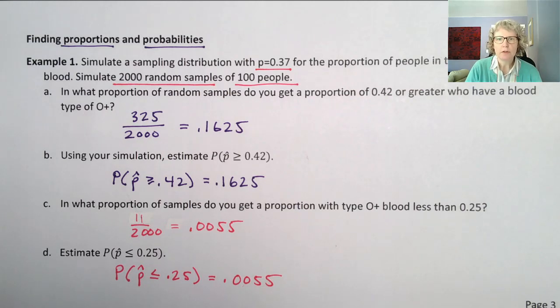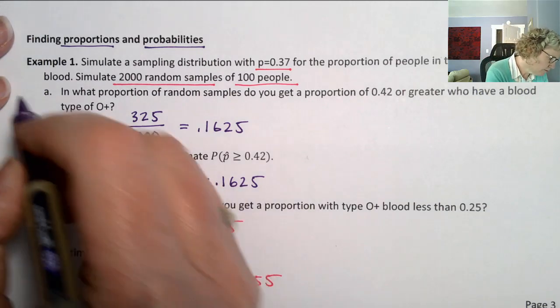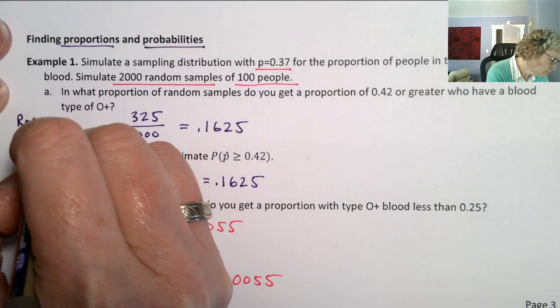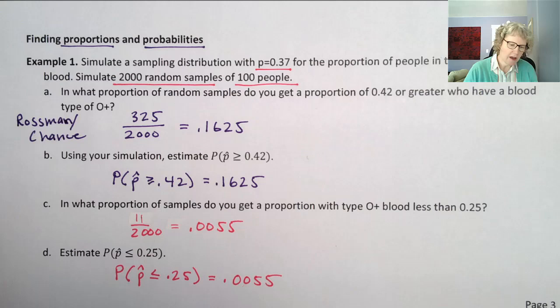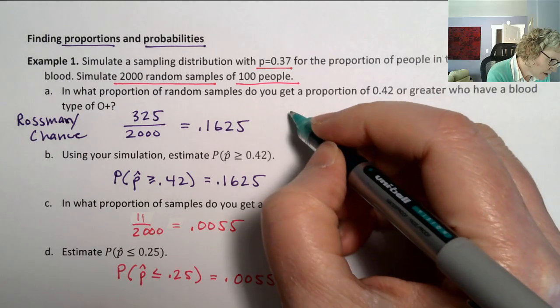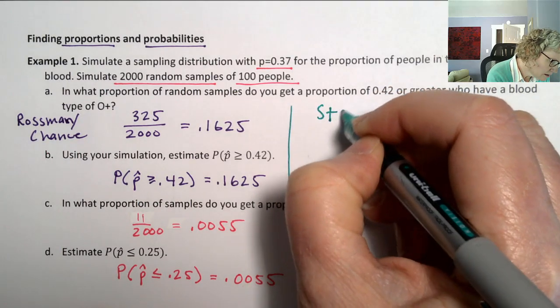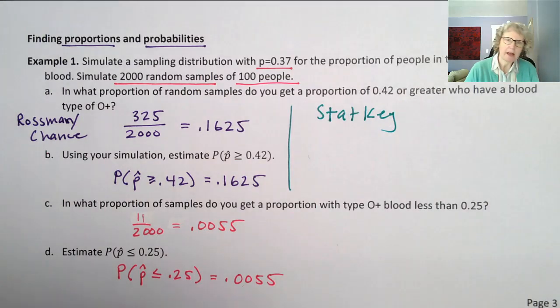So we're going to start moving over to StatKey. The other thing I love about Rossmann Chance is it has those sliders, which we were using in the last video as well. However, we're going to be moving over to StatKey and using that more often, so I want to show you how to find probabilities there as well. Okay, so I'm going to write Rossmann Chance over on the side here. That's just the name of that set of applets. And then for StatKey, I'm just going to make a line and write StatKey over here.